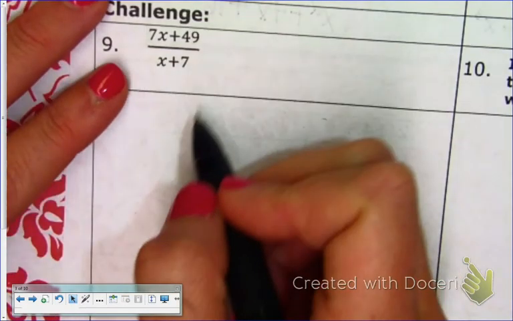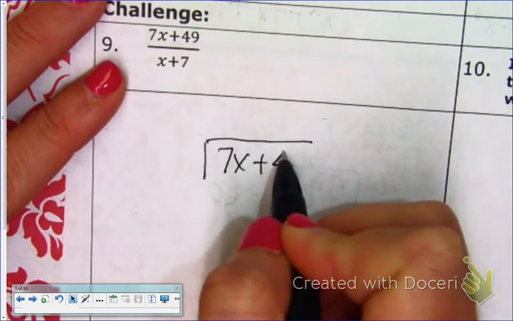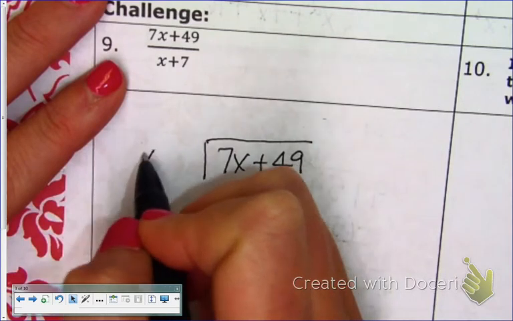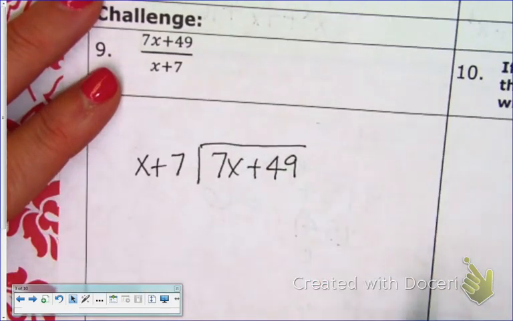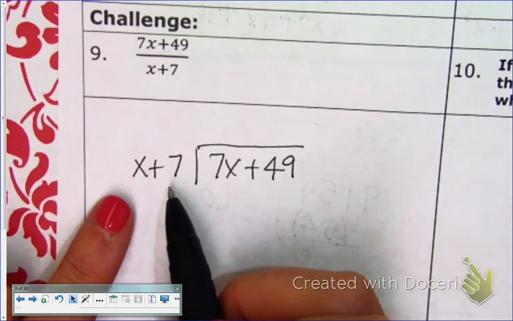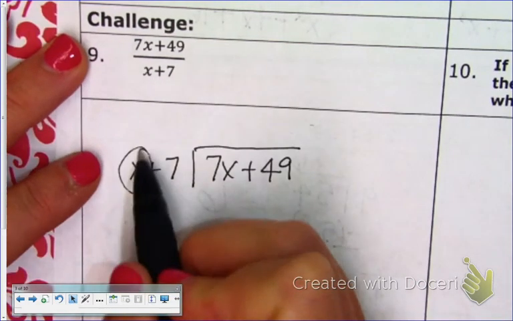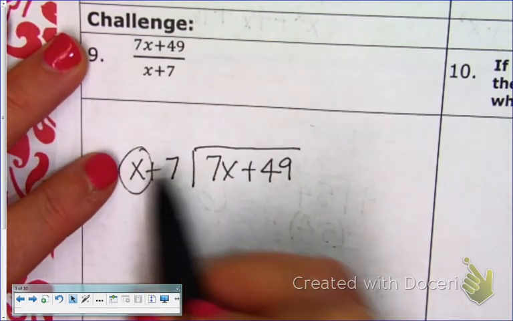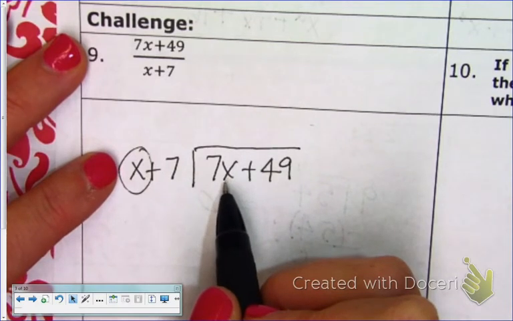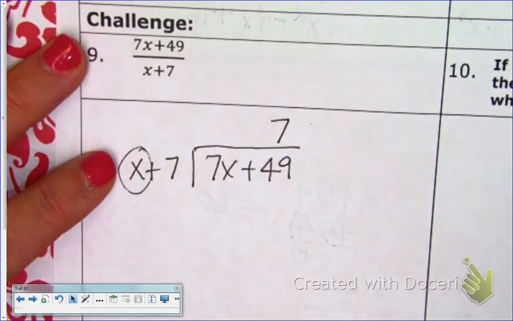Okay, so we put the top in the doghouse. And we put this guy outside. Now, what's different about this from the others? How many terms? 2. So it's a binomial divided by a binomial. Now look at this. I'm going to start with my first term. X times what will give me 7x? 7. Okay, now here's what you have to do.